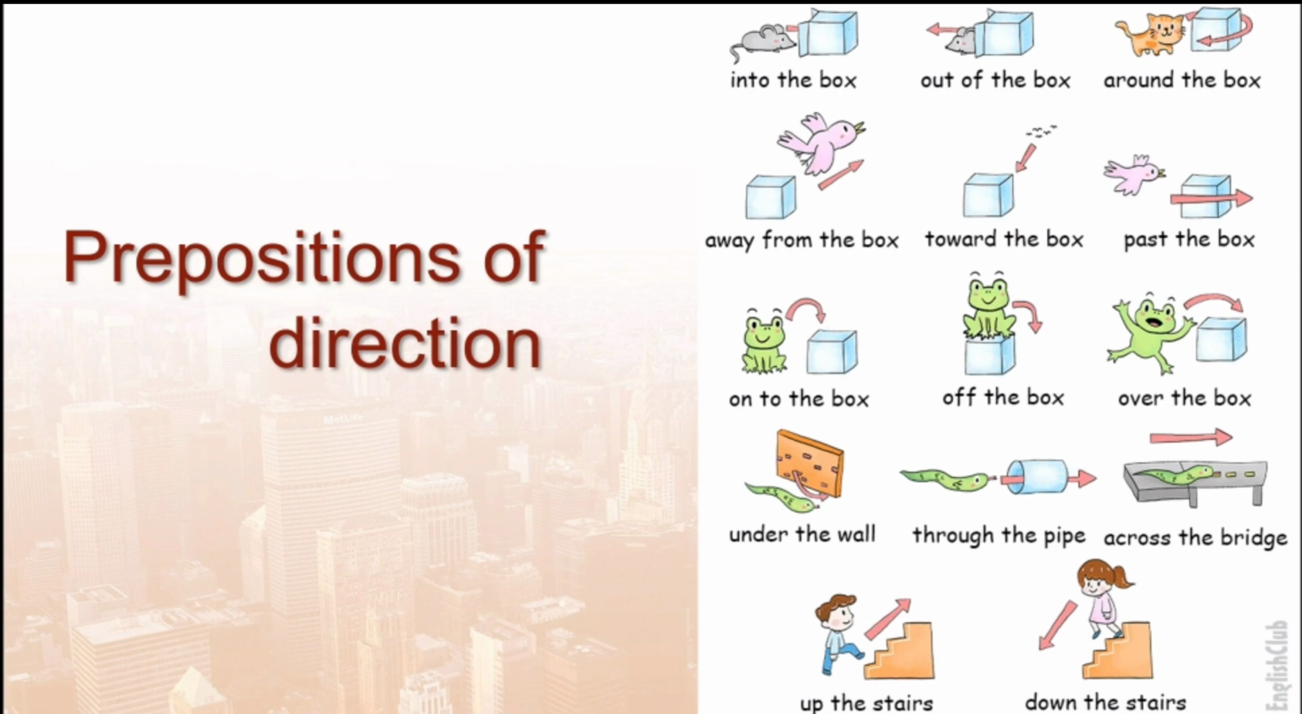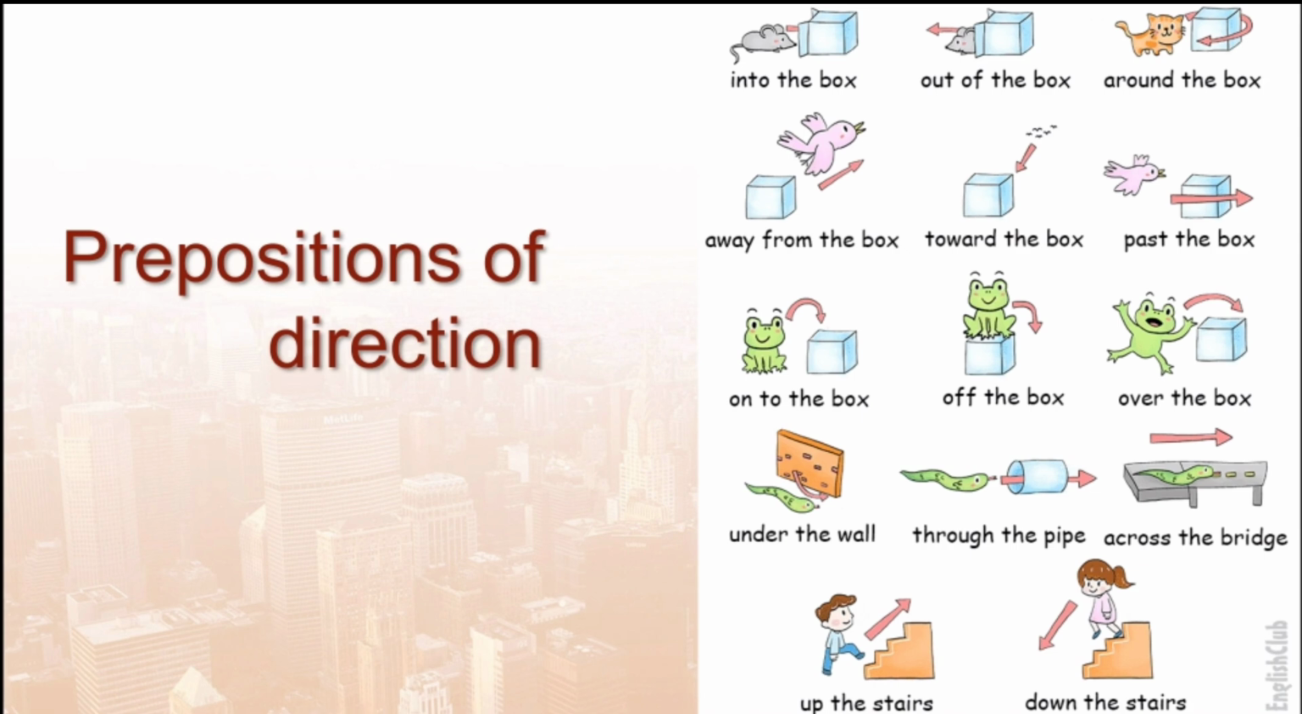So in the next row, we can see a snake. In the first picture, it is moving under the wall, and in the next one, it is moving through the pipe, and in the last one here, it moves across the bridge. That is, it moves from one side to the other side of the bridge. In such a case, we say moving across the bridge.